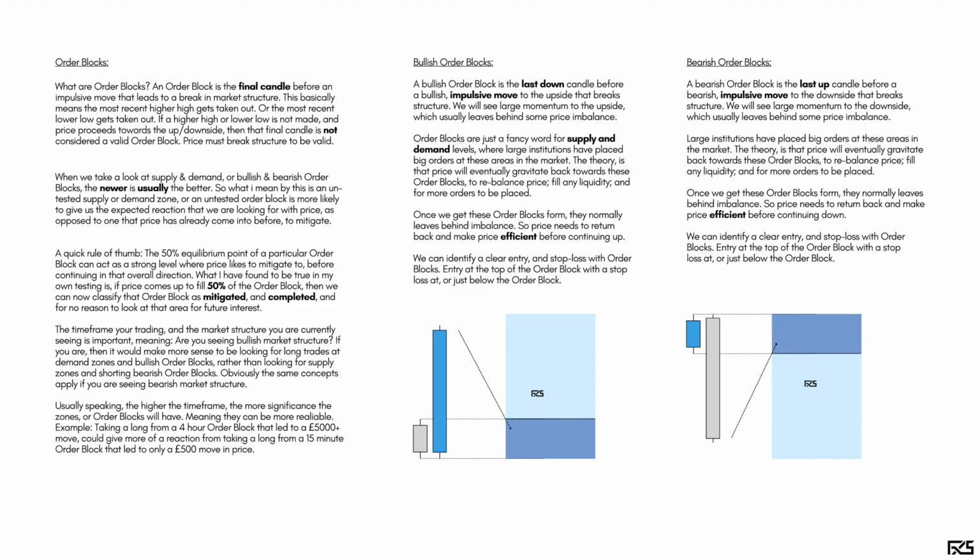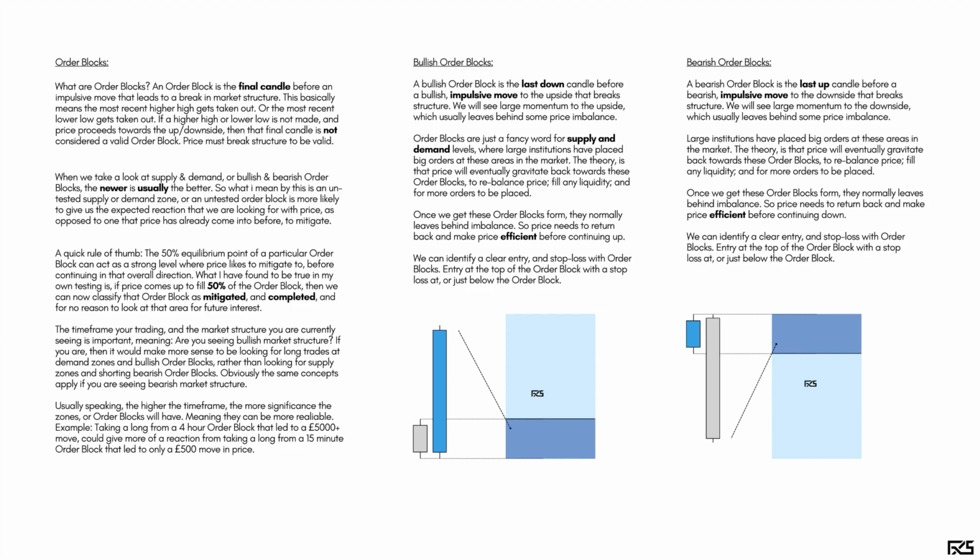Now, the theory behind it is that price will eventually gravitate back towards these order blocks to rebalance price, fill any liquidity that couldn't be filled before as price moved aggressively away from that area, and for more orders to be placed, and then before continuing price to the upside. Once we get these order blocks form, they usually leave behind imbalance, as I just said. So price needs to usually return back and make price efficient before continuing to the upside.